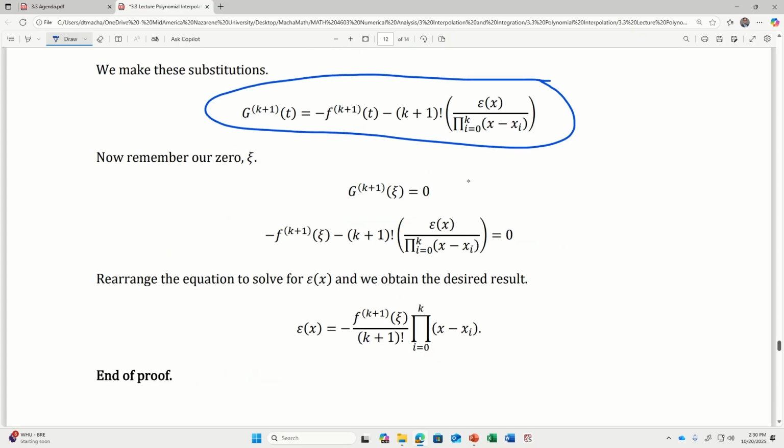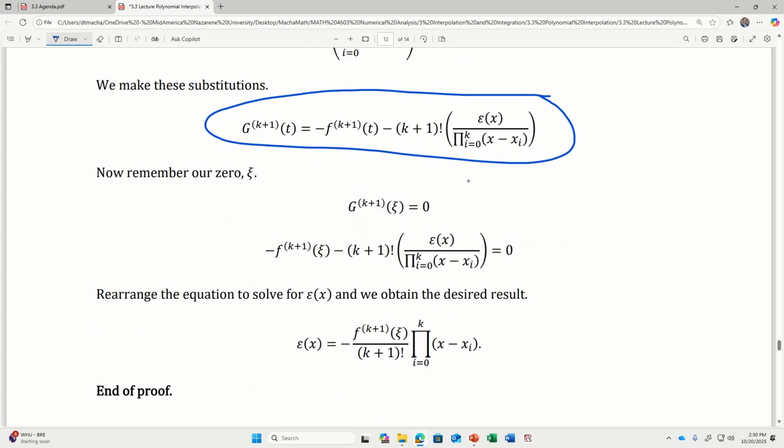Then we're going to replace t with c, and c was a 0 of the capital G function after we take the k plus 1th derivative. So what you see here is the right side of this equation, but I replaced the t with c. And then I set the right side equal to 0.